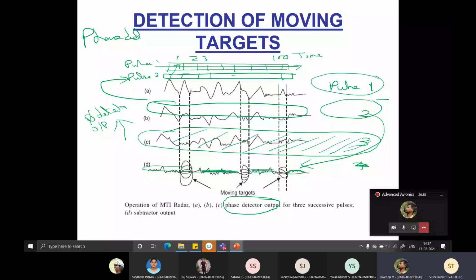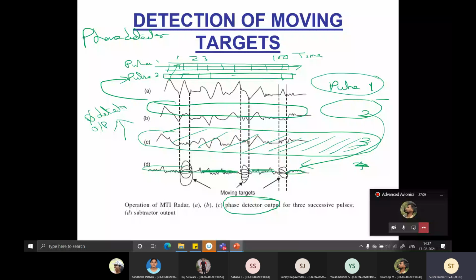Yes, sir. Sir, are those two pulses of the same frequency and amplitude? No, same pulse. What is going out of the transmitter is the same, same amplitude, same frequency. There is no change. It's only the reflected signal which undergoes a phase change. Of course, amplitude is going to be very less compared to what has gone out.